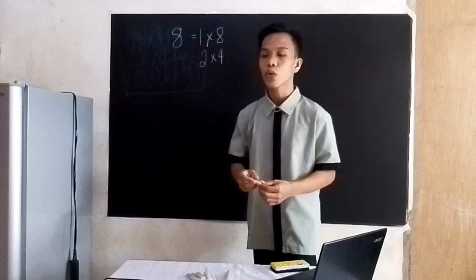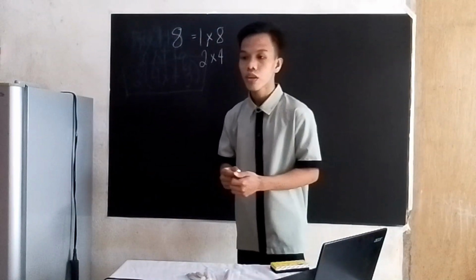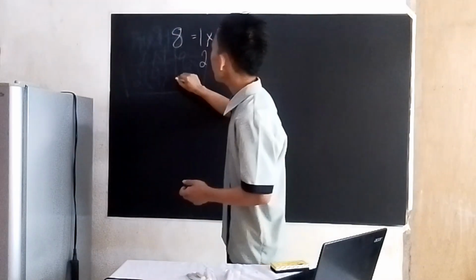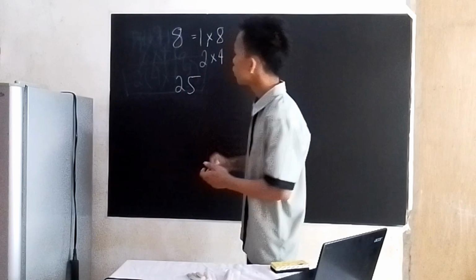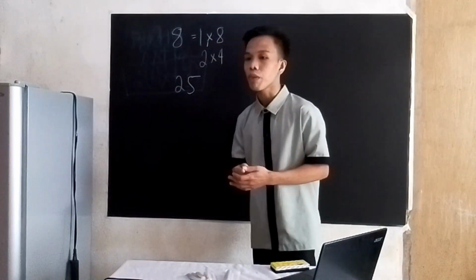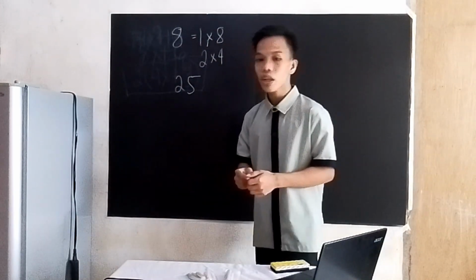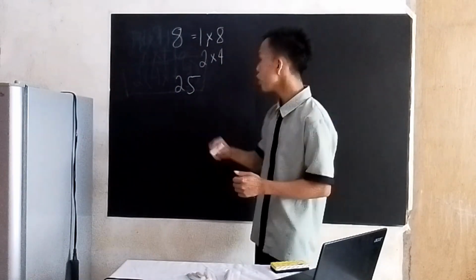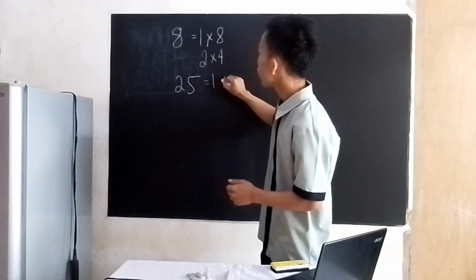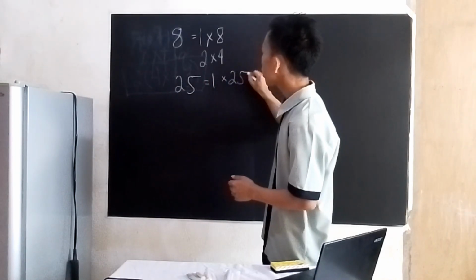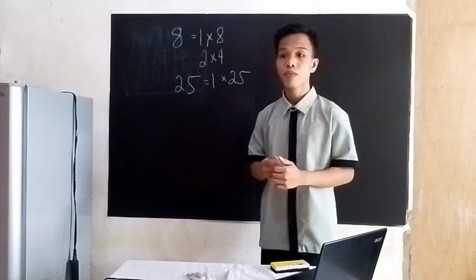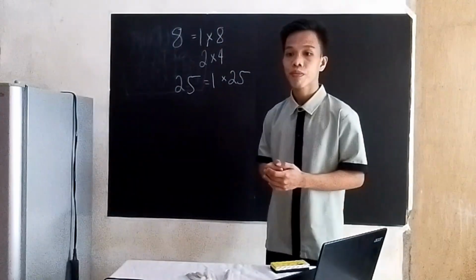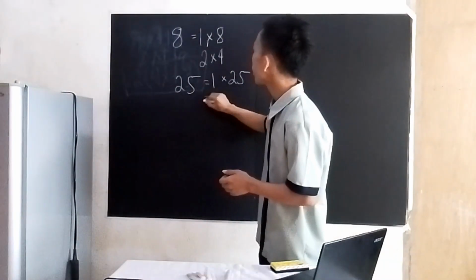So, let's proceed now to our activity. The first number is 25. What numbers when you multiply, the result is 25? Yes, Majuline. That's right, 1 times 25. Another. Do we have another number that when we multiply, the result is 25? That's right, 5 times 5.